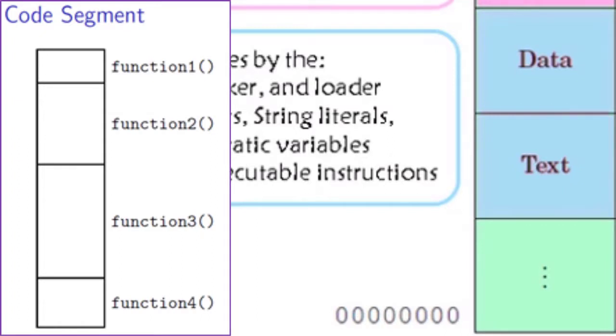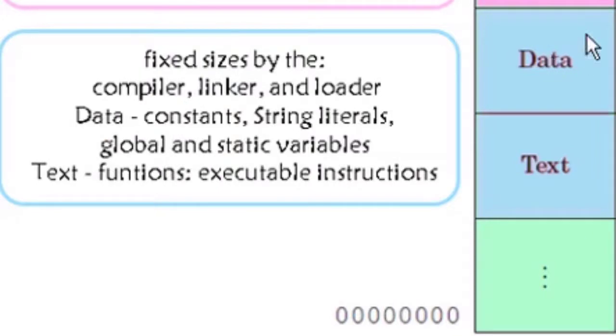It consists of a sequence of functions. Each function is a sequence of machine code instructions, and each instruction occupies one or more bytes. The last instruction is the return instruction. While for the data segment, it depends on how large the program is and how much static data storage has been declared by the programmer. For example, the data can consist of constants, string literals, global and static variables.